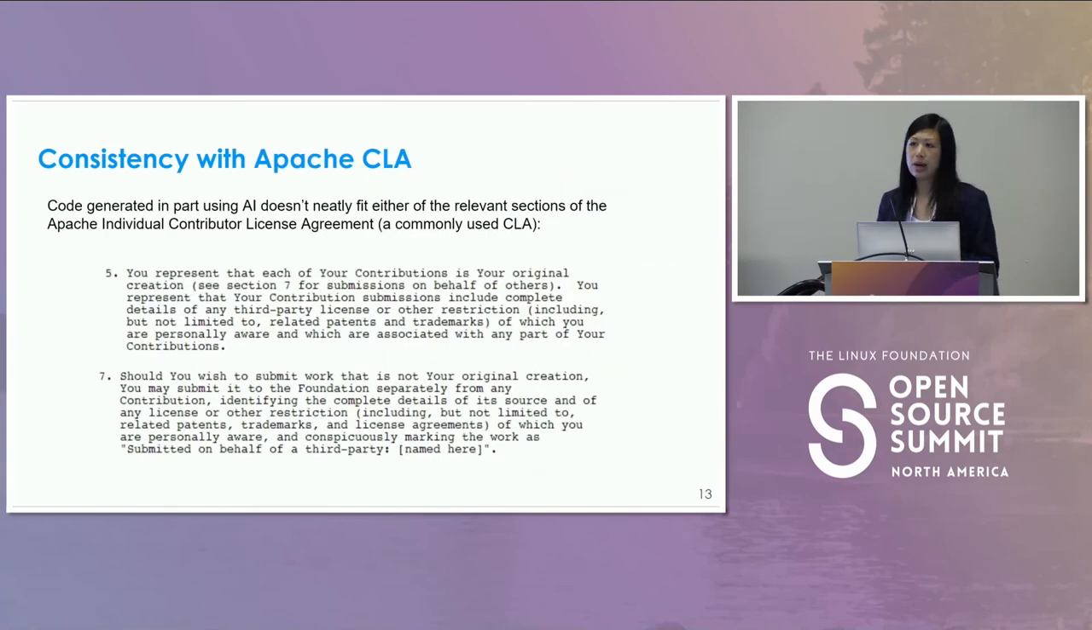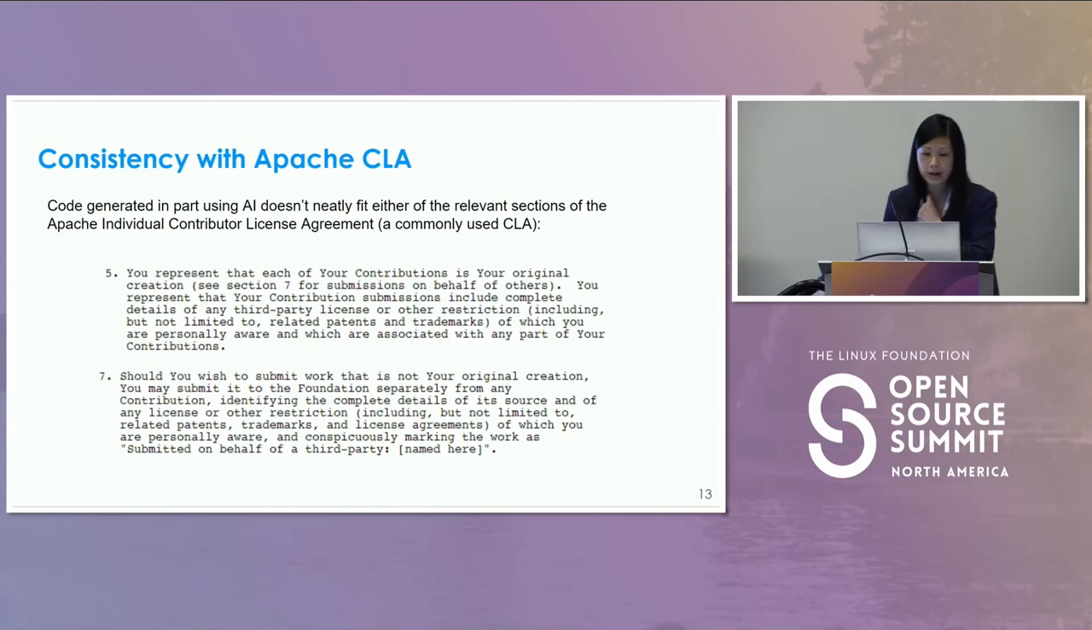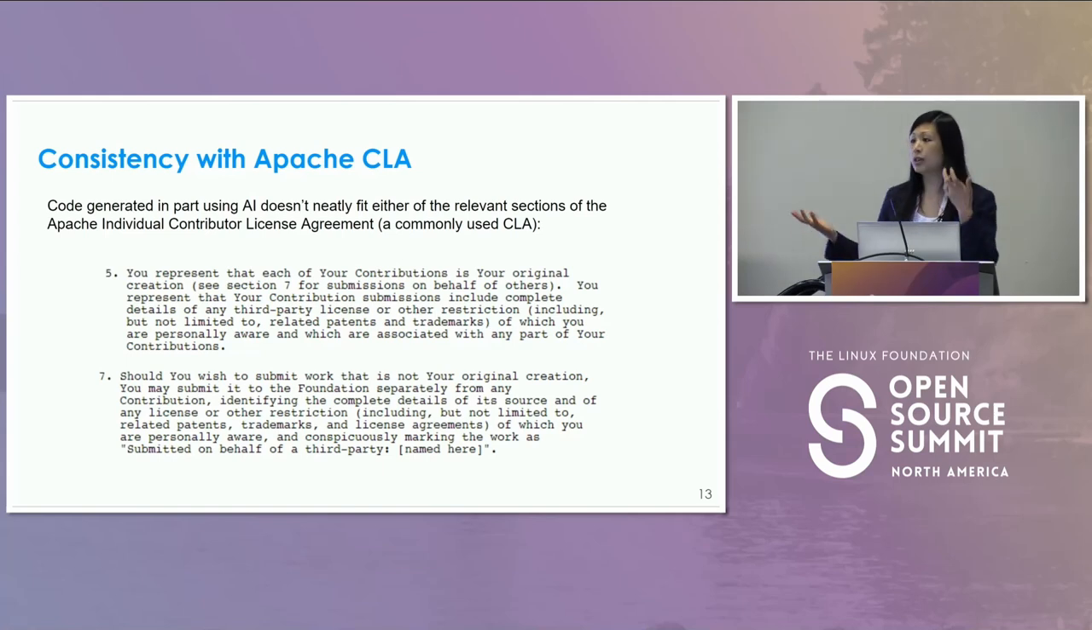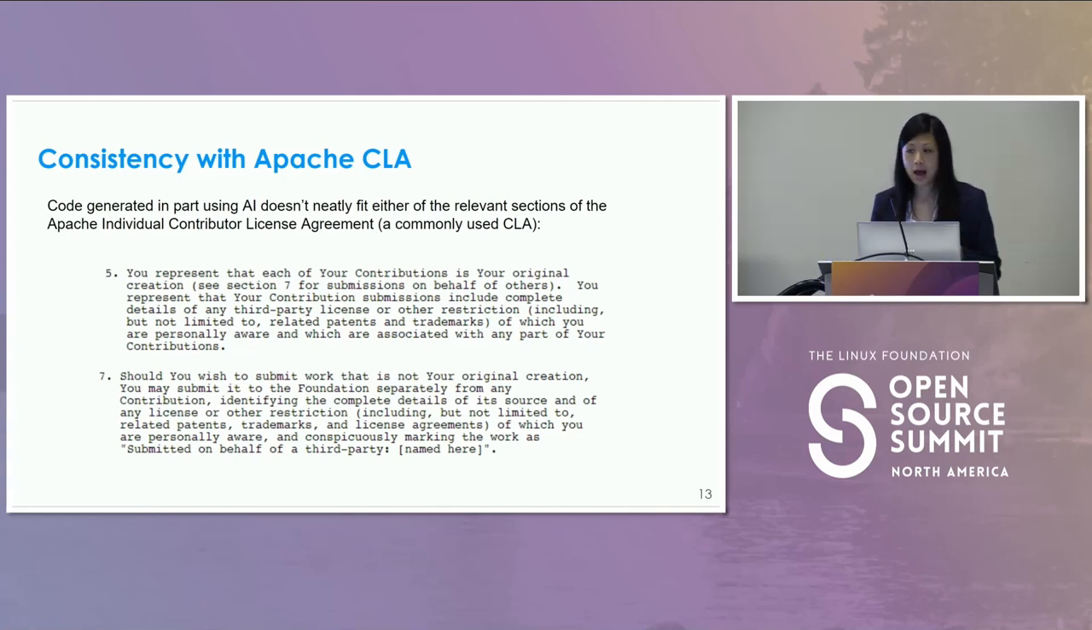There's also questions around consistency with the Apache CLA, which is used by many open source projects. So the Apache CLA has a couple of provisions that are very similar to the DCO paragraphs on the prior slide. Basically, you're representing that the contribution is your own original work, or if it's not your original creation, you have the necessary rights from the third parties whose work it is to contribute it under the terms of the applicable license.